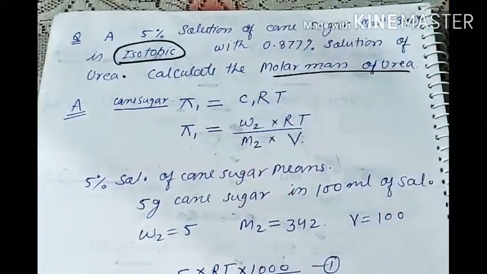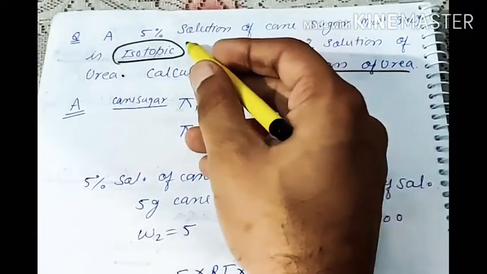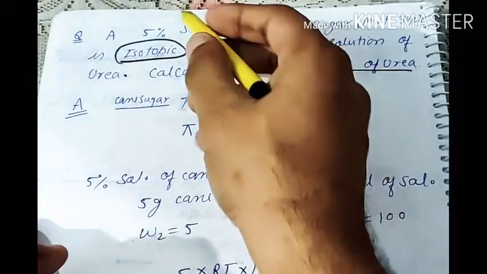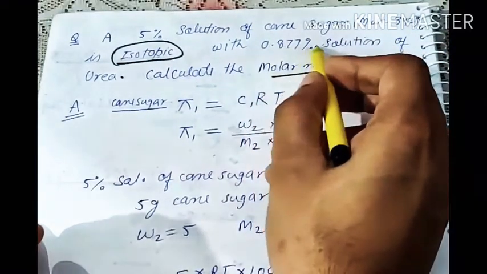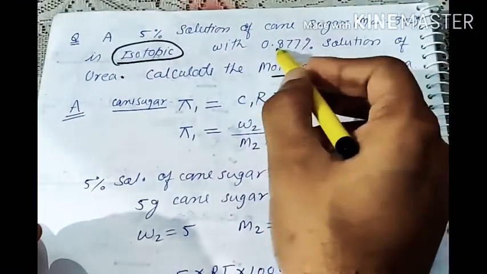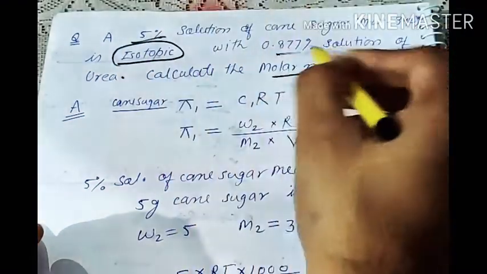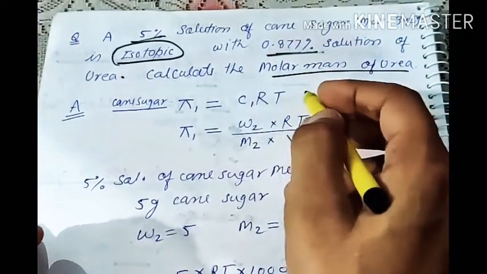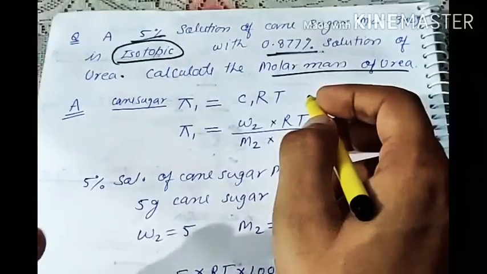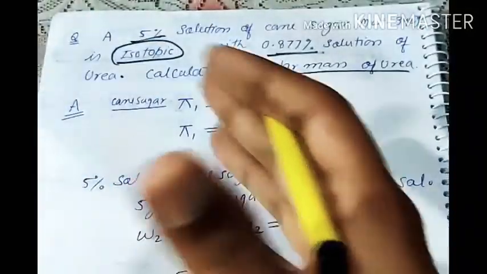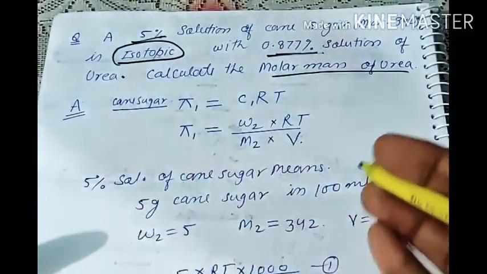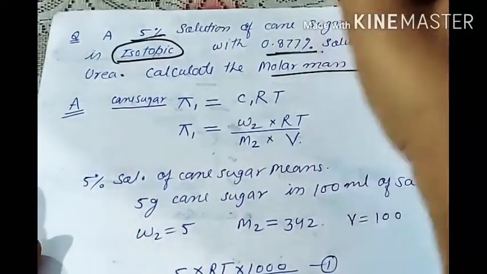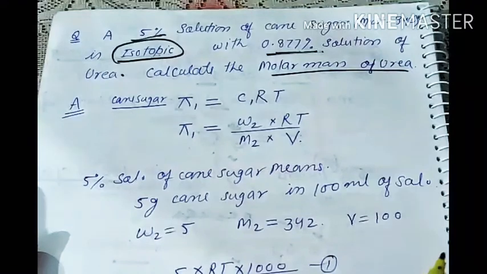Now listen class. The question says two solutions are given. One is 5% solution of cane sugar. The other one is 0.877% solution of urea. Both the solutions are isotonic. Do you remember what is the meaning of isotonic solutions? Isotonic solution means both the solutions are having the same osmotic pressure.